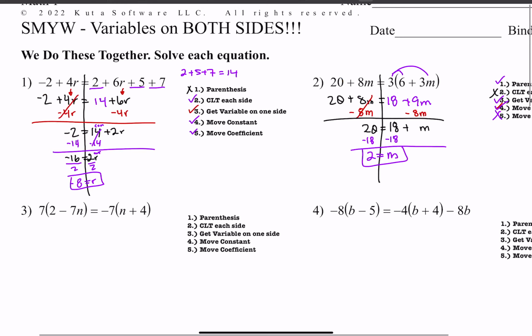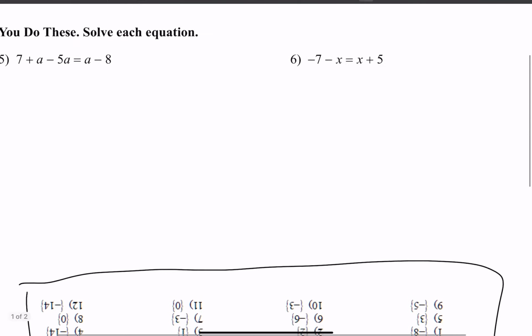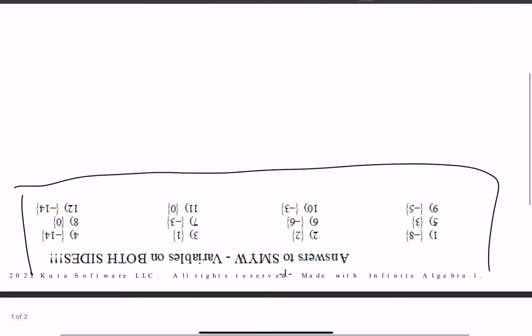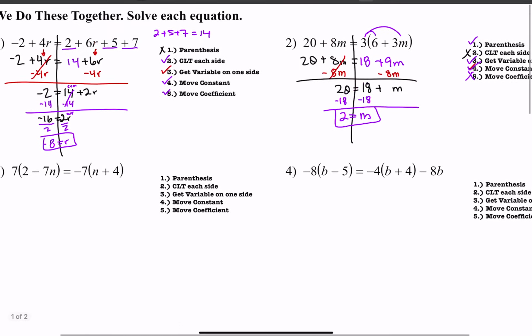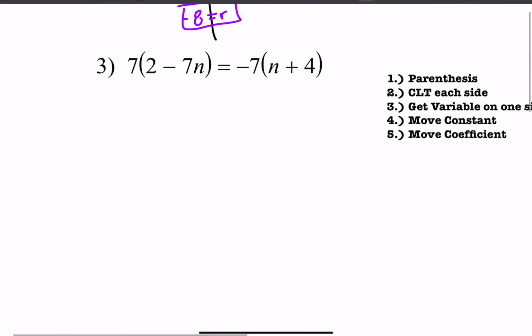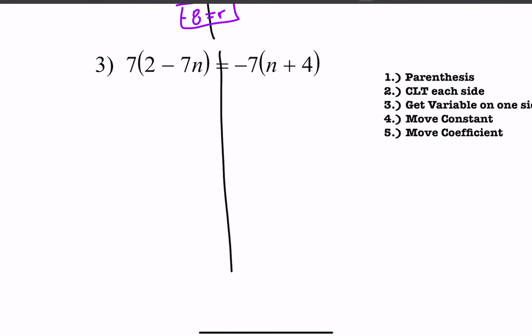Now those first two, we had -8 and 2. Let's check my answer key. -8 and 2. So we were golden. Let's look at number 3. Balance bar. We do have parentheses, so let's deal with that.